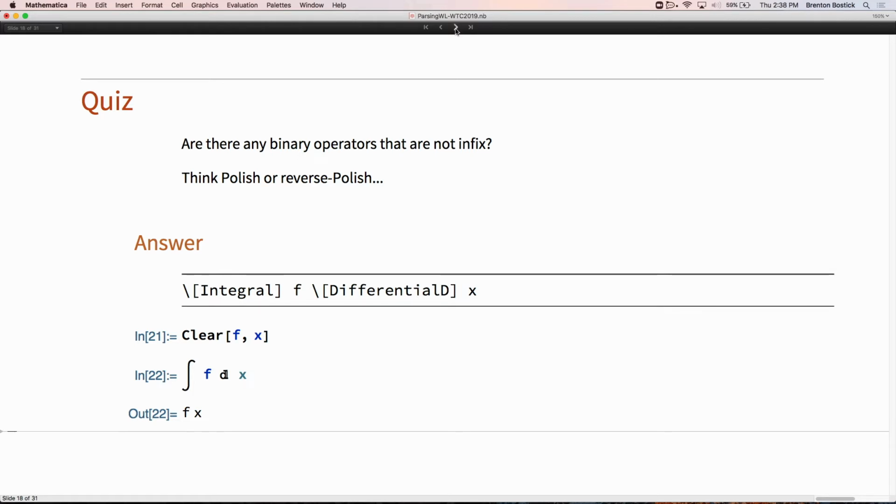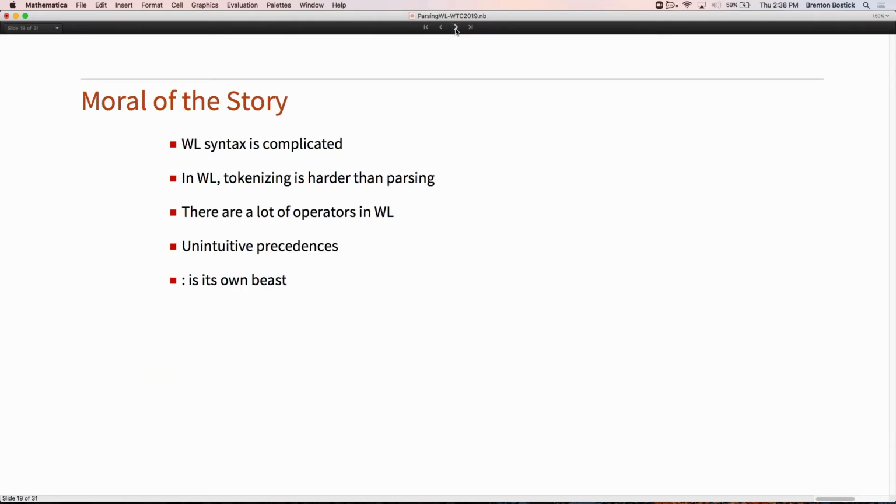Yeah, so maybe a little bit obscure, but that's the business of what a parser has to handle. So anyway, moral of the story is Wolfram language syntax is complicated. Tokenizing is actually harder than parsing, in my opinion, but that's a subjective thing. There are lots of operators in Wolfram language with unintuitive precedences, and colon is its own beast that I'm not going to be getting into.